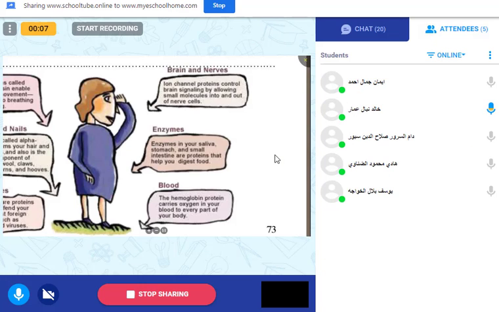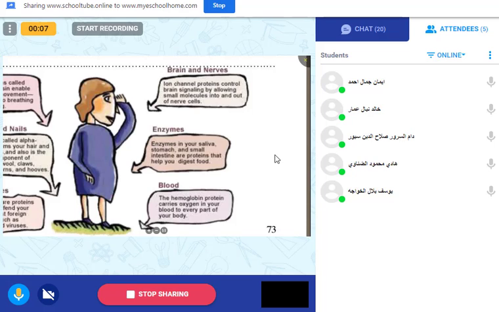Ion channel proteins control brain signaling by allowing small molecules into and out of nerve cells. Exactly, ion channel proteins. So in brain cells, they have a protein that works as a channel to help ions get into and out of these cells so they can function normally. So that's why proteins are also very important for the nerve cells.